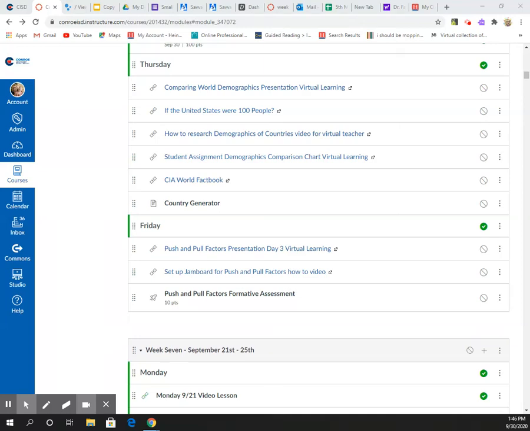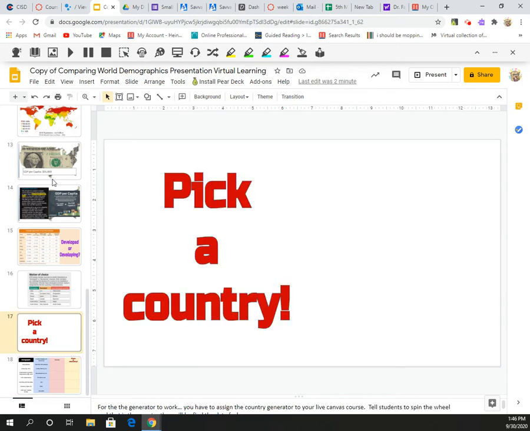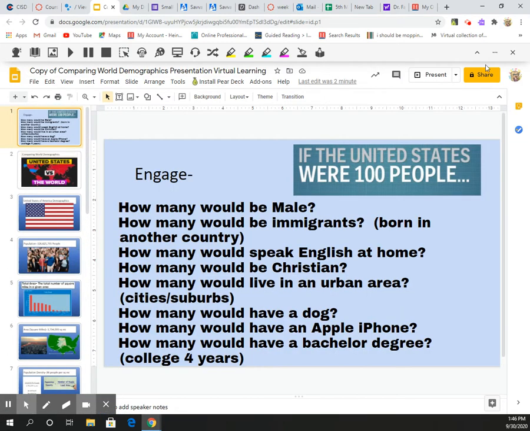So today we are going to be talking some more about world demographics, and we're going to be looking at the United States. Then there is going to be an assignment, a comparison chart, where you're going to have to go to the CIA World Factbook, which is right here. So let's go ahead and start with our presentation. Let's go up to the front. Okay.